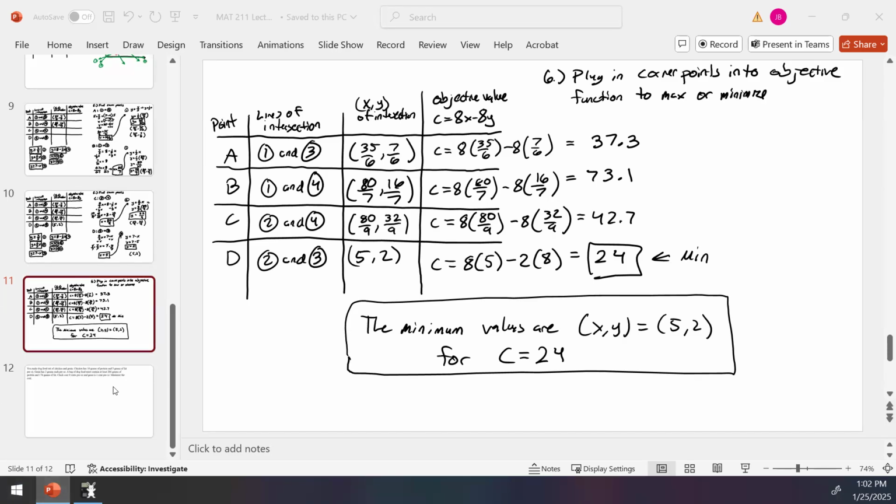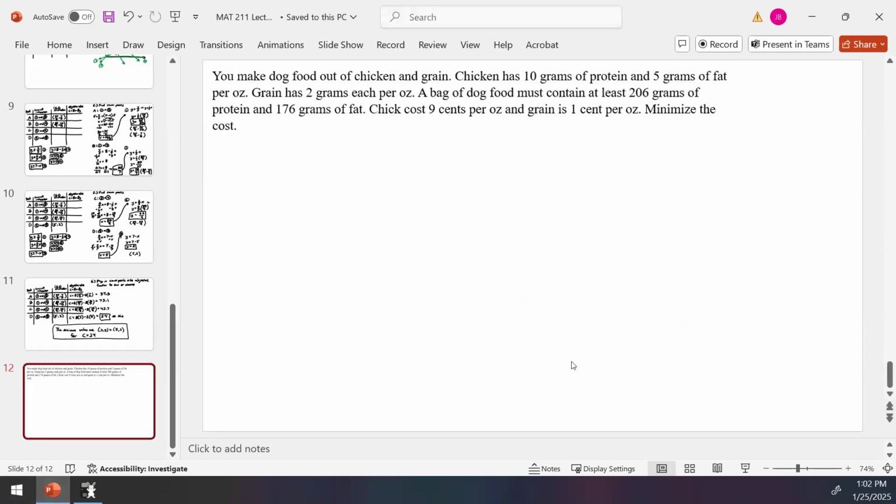So now let's do an application of this with a word problem. So you make dog food out of chicken and grain. Chicken has 10 grams of protein and 5 grams of fat. Grain has 2 grams of each, so 2 protein and 2 fat. A bag of dog food must contain at least 206 grams of protein and 176 grams of fat. If chicken costs 9 cents per ounce and grain is 1 cent per ounce, minimize the cost, right?